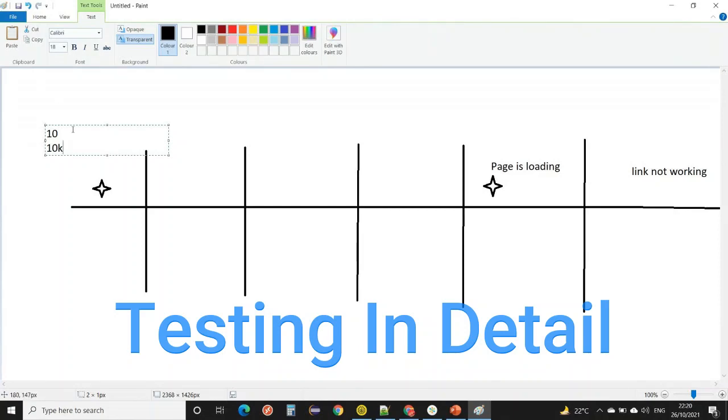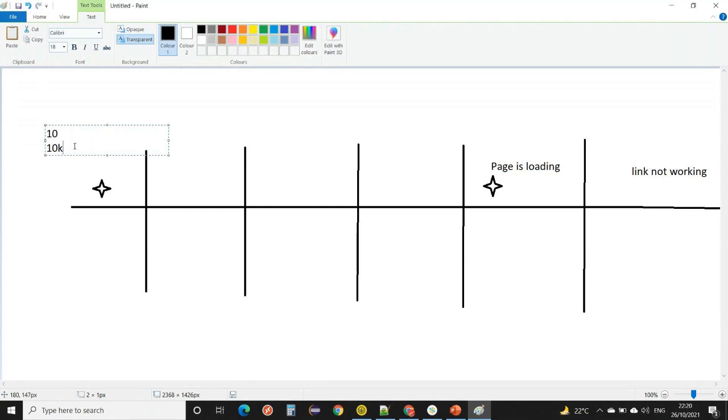What is your cost? 100K is the cost per month for a project.